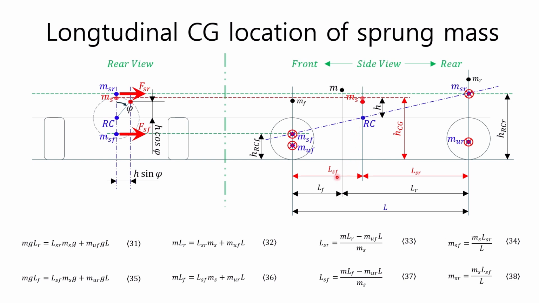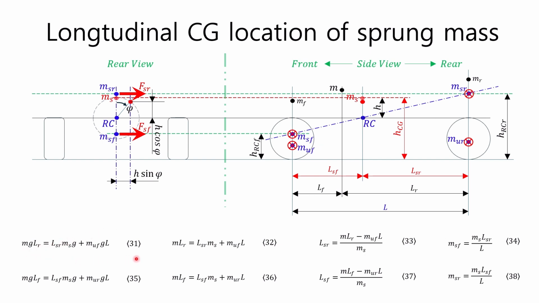LSF and LSR are the lengths from the center of sprung mass to the front axle and rear axle, respectively, and LF and LR are the lengths from the center of mass of the total vehicle to the front axle and rear axle, respectively. The longitudinal center of gravity location of the sprung mass can be derived from the entire vehicle mass and the center of gravity location, the weight of the sprung mass, and the front and rear unsprung masses. The moment generated by the entire vehicle weight with respect to the rear wheel contact point must be equal to the sum of the moments generated by the front suspension unsprung weight and the front suspension sprung weight, and the relationship for these moments can be expressed as equation 31.